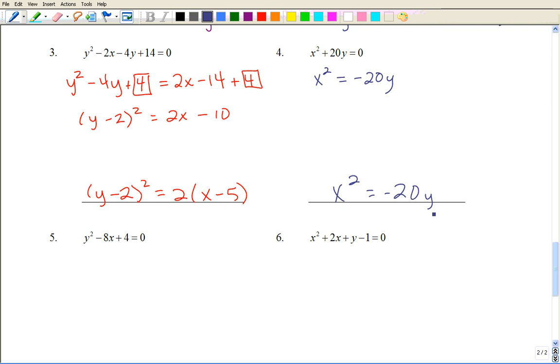So this would be a vertical parabola. It would open down, and the vertex would be at 0, 0. And that 4p would be equal to 20. So you see it's just a very simple little parabola.